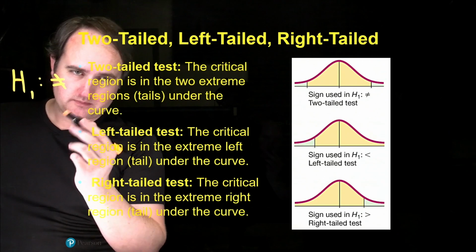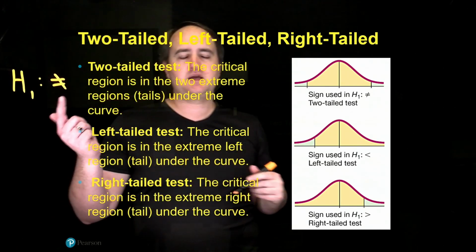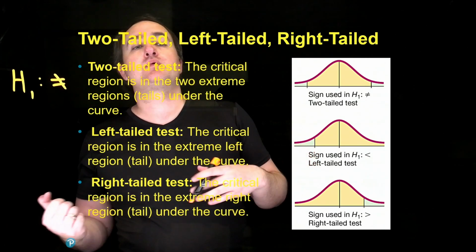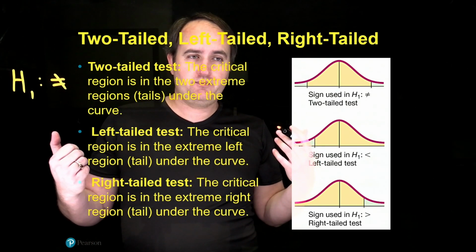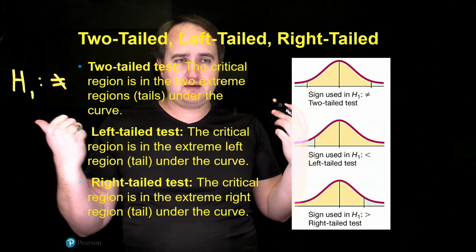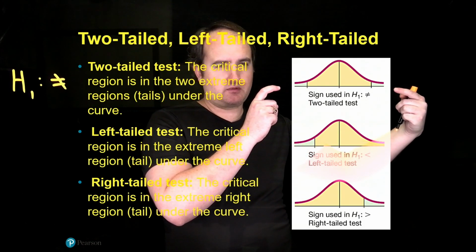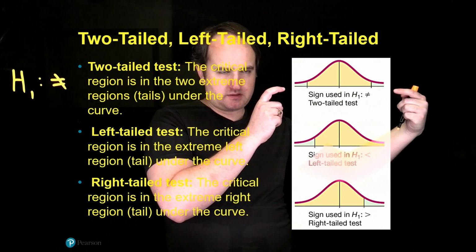That's what it means. Okay, because if it's not equal to a number, then that means it has to be either smaller than that number or bigger than that number. So the less than and the greater than gives you these two tails. So roughly speaking, that's what's going on. So that's why it's called two-tailed.